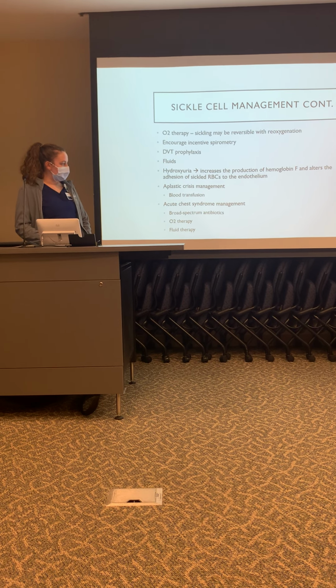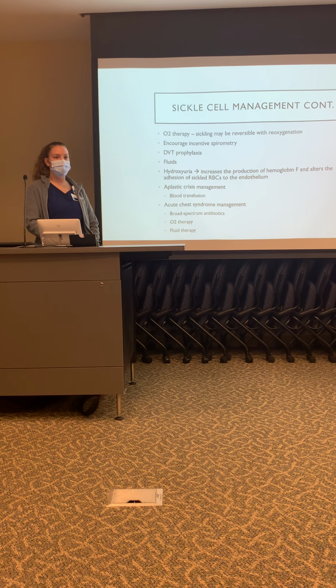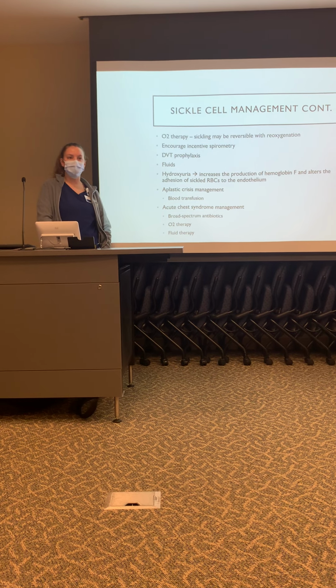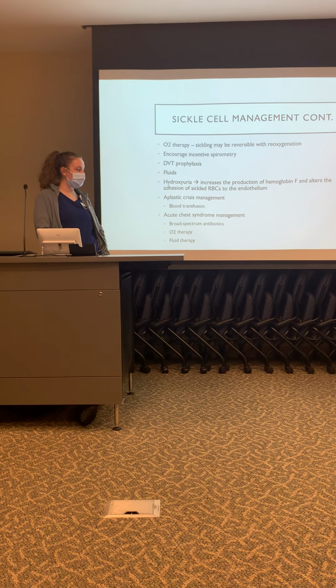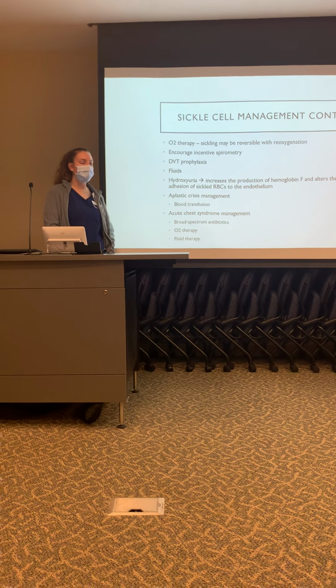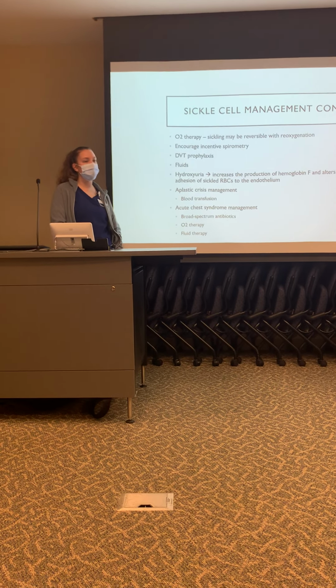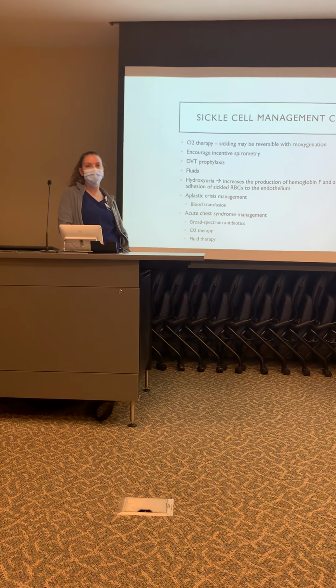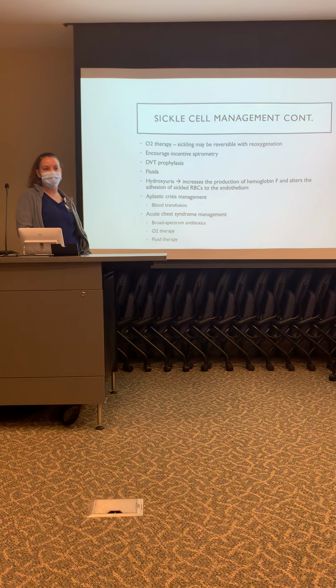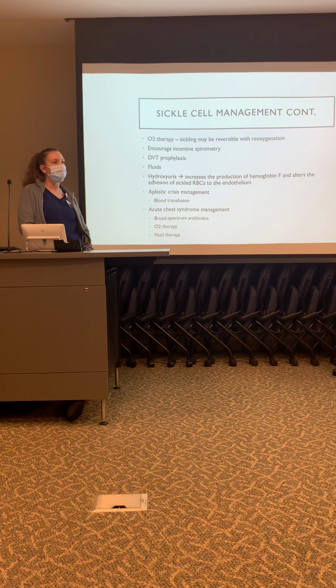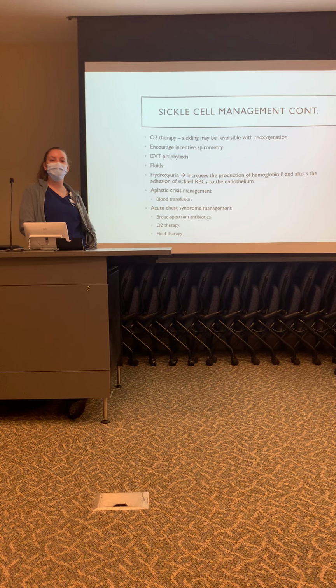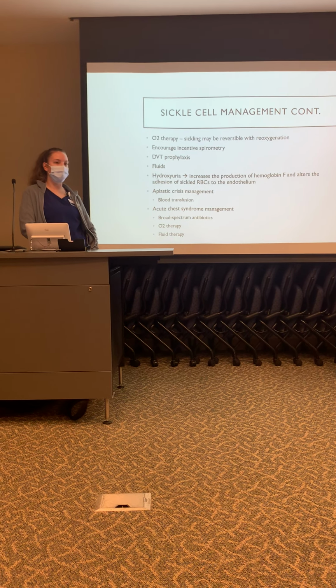With the aplastic crisis, this is the decrease in red blood cell production. These patients will commonly get blood transfusions, but it is important to point out that with sickle cell patients, we want to use blood transfusions sparingly. This is because of the tendency to create antibodies and iron overload.